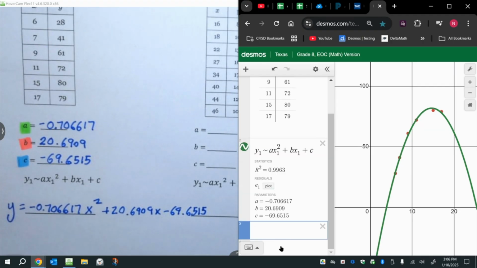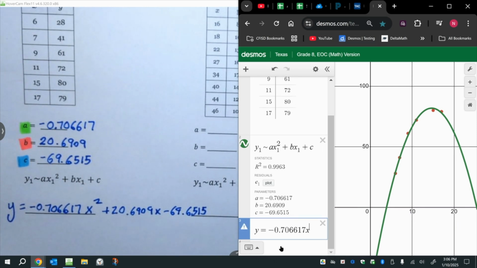So y equals negative 0.706617 x squared plus 20.6909 x minus 69.6515. And there you go. So this is sitting on top of the other one. So that would be our answer.